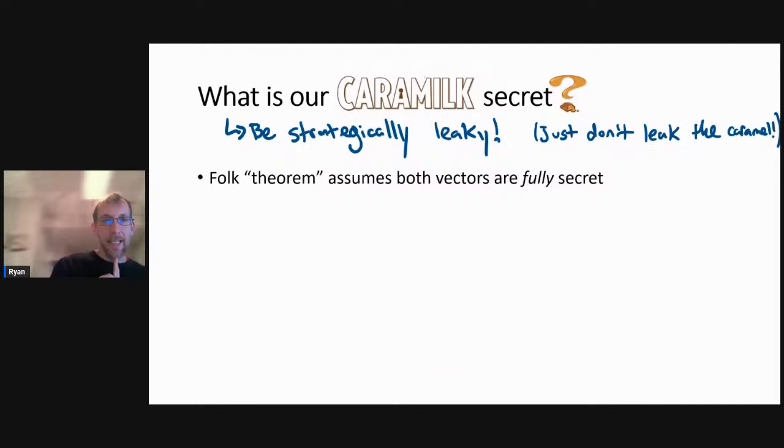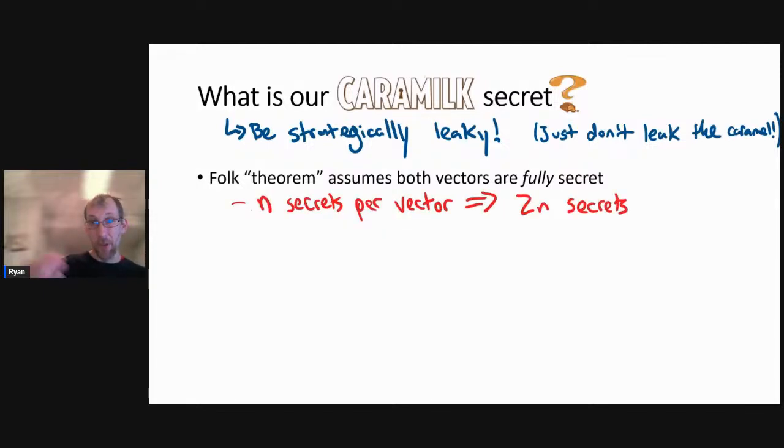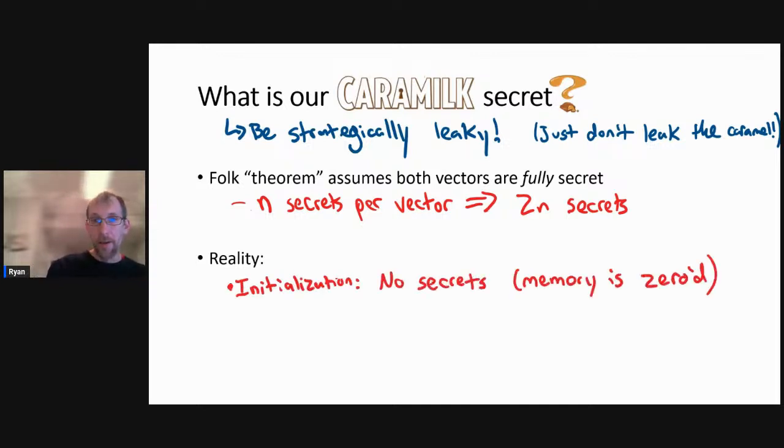So the key insight is that theorem that doesn't have a proof anywhere is true if we have n secrets per vector, which means we have 2n secrets that need to be protected, which means we need to send like 2n values over the wire, which is showstoppingly bad. But in reality, when you're looking at the RAM case, to start with, RAM is empty, right?